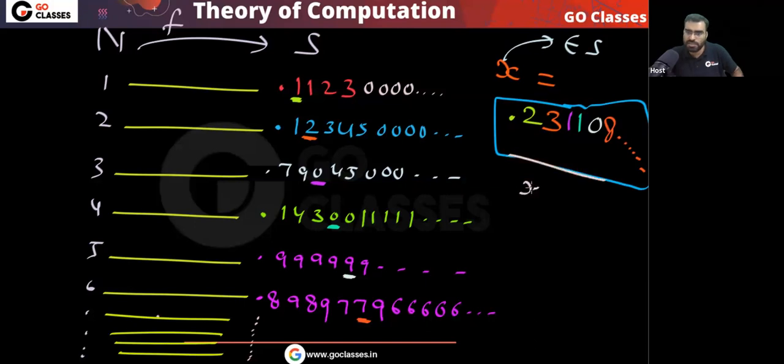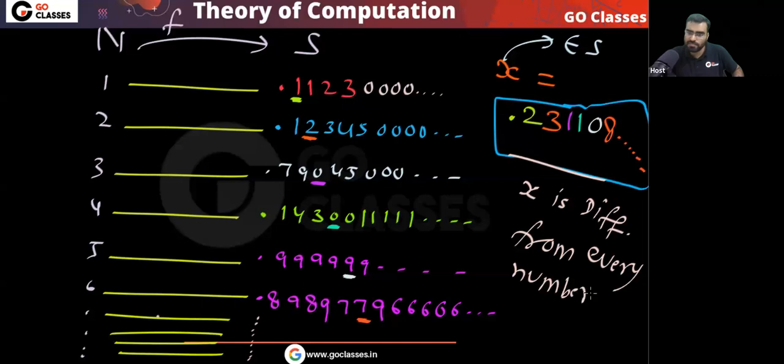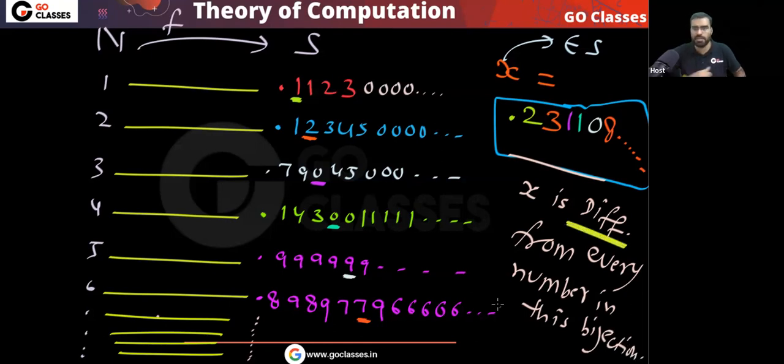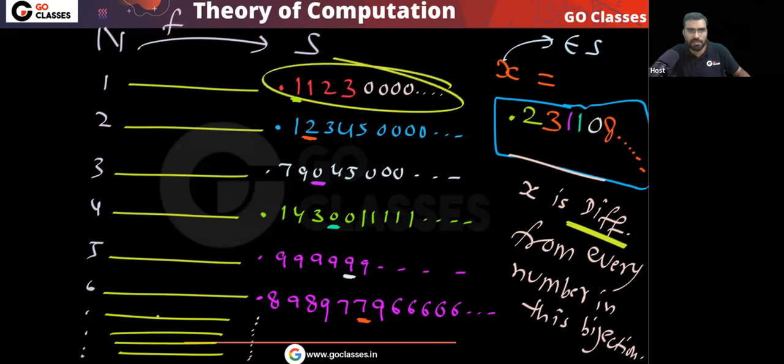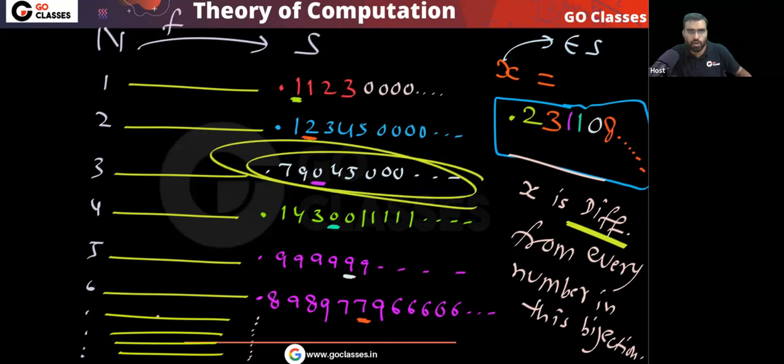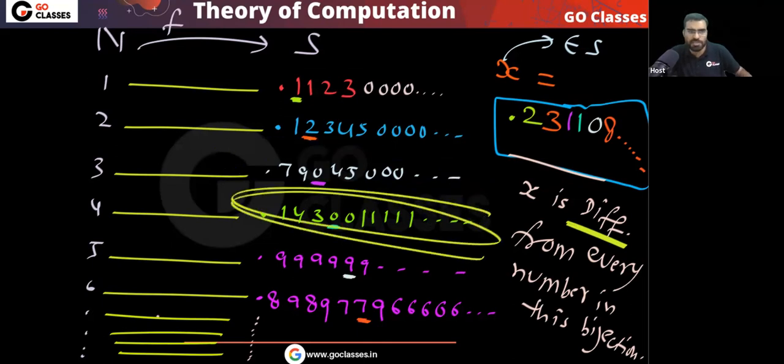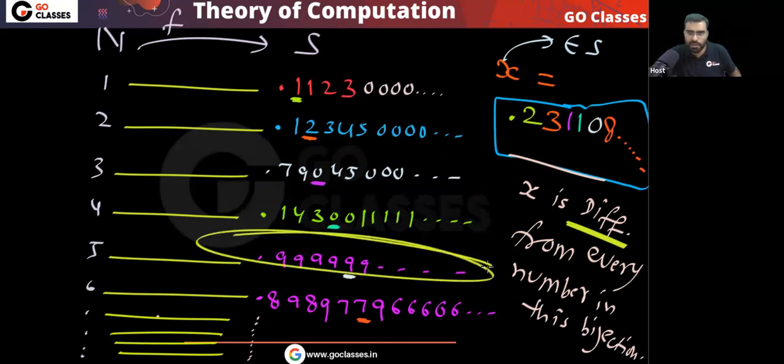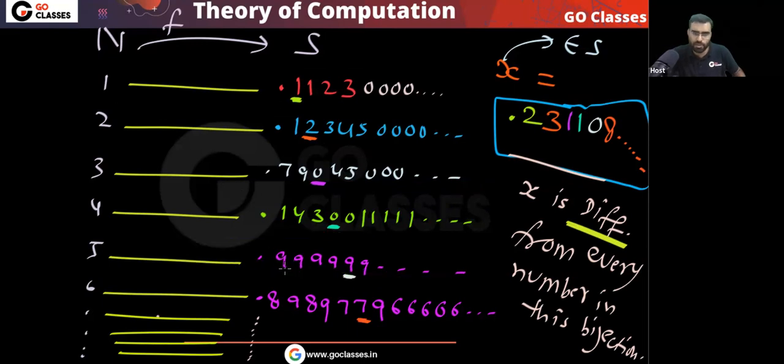Okay, you can notice this x is different from every number in this sequence, in this bijection. Is this clear? X is different from every number in this bijection. X is different from this number, and this number. X is different from this number because of the third position, from this number because of the fourth position, and from this number because of the fifth position.